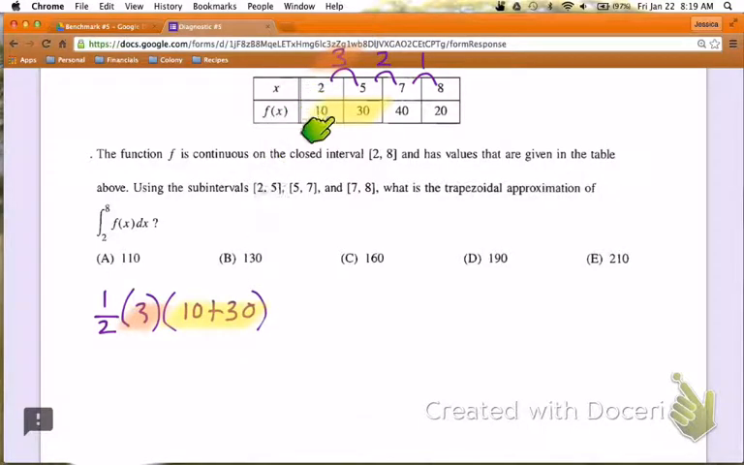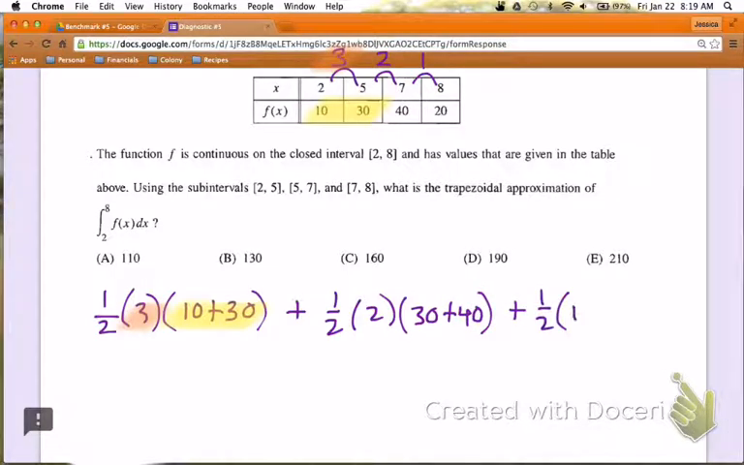If you don't believe me, plot these points. Plot (2, 10), (5, 30), (7, 40), (8, 20), and then draw the trapezoids that connect each one to each other. And you'll notice that it has a base of 3 on the number line from 2 to 5, and then both of the heights of each of the legs there would be 10 and 30. So I'm just going to do that with each of these three subintervals. The next one would be 1/2 times 2 times 30 plus 40. And the last one would be 1/2 times 1 times 40 plus 20.